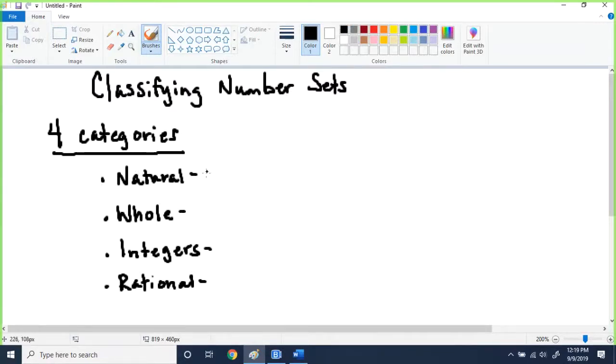So for a natural number, these are going to be all your positive whole numbers. So it's all the whole numbers that are to the left of the zero. I'm sorry, to the right of the zero. Okay, your whole numbers are positive whole numbers and zero.